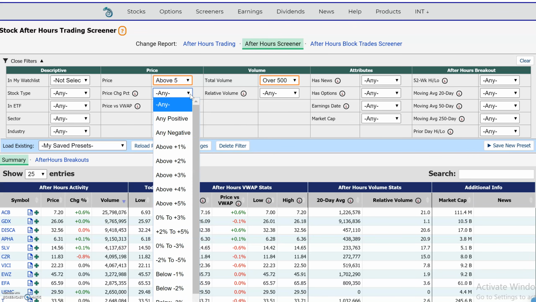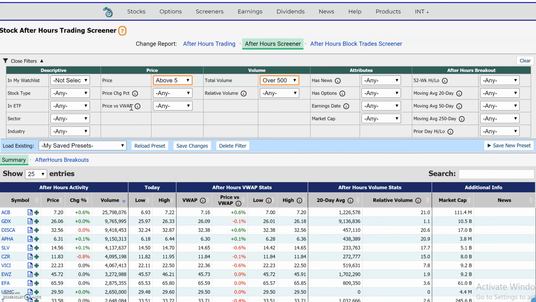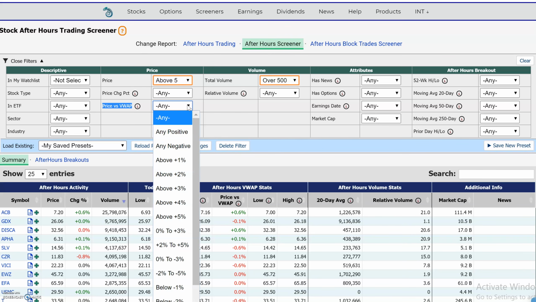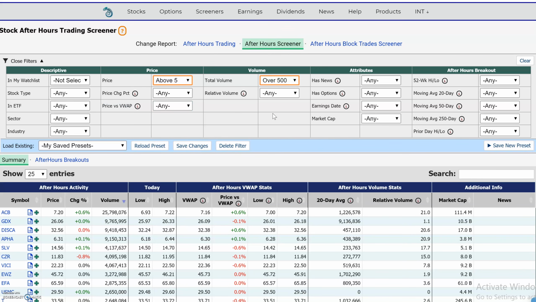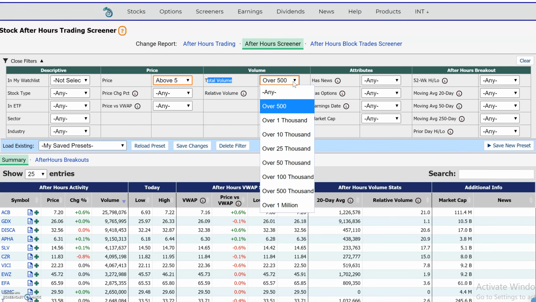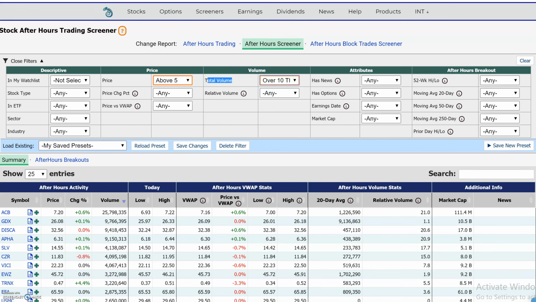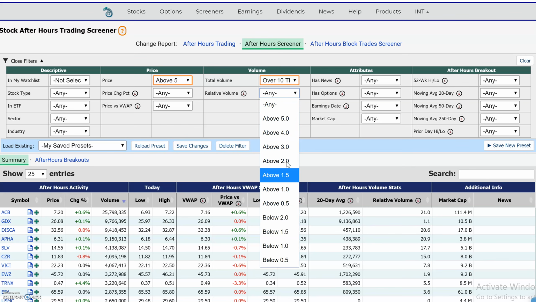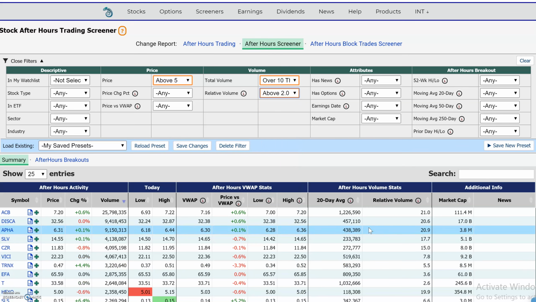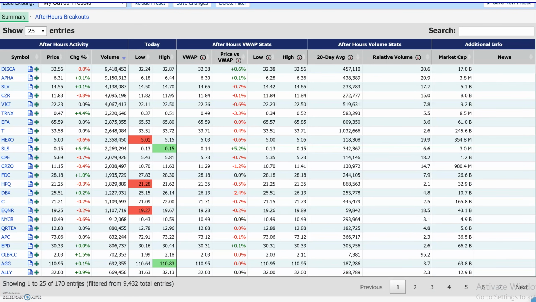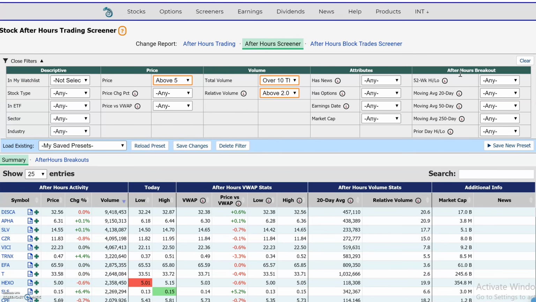If you want to set a minimum percentage move, if you're looking for very big movers to the upside or downside, you could do that. Or if you're looking for prices that are drifting far away from their VWAP, you could do that over here with this filter. You could set a total volume minimum, let's say 10,000. I'll recalculate that here. If you want to look for unusual volume in after hours, or above average, you could do that. So for example, we'll set that above 2, and it'll keep filtering down all the items.